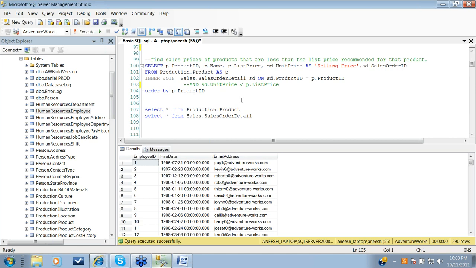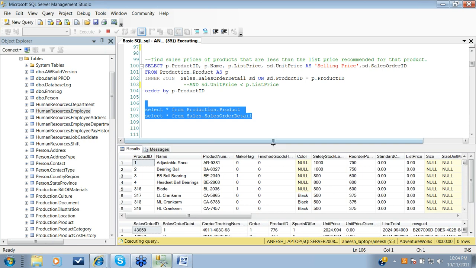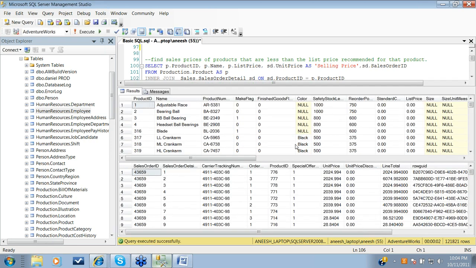Where do I get the sales information? Well, the sales information should naturally come from sales order detail because that contains a line item, right? So let me execute these two tables independently and see what you see there. So the first table is the product table and the second one is the sales order.